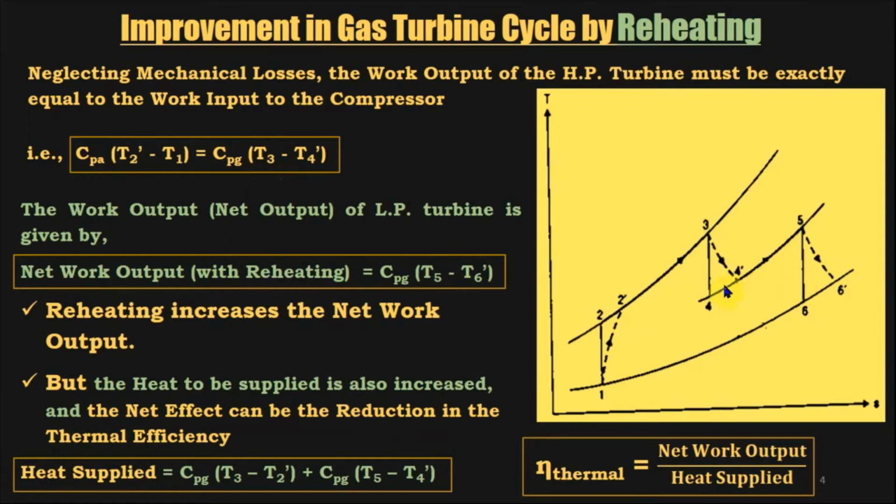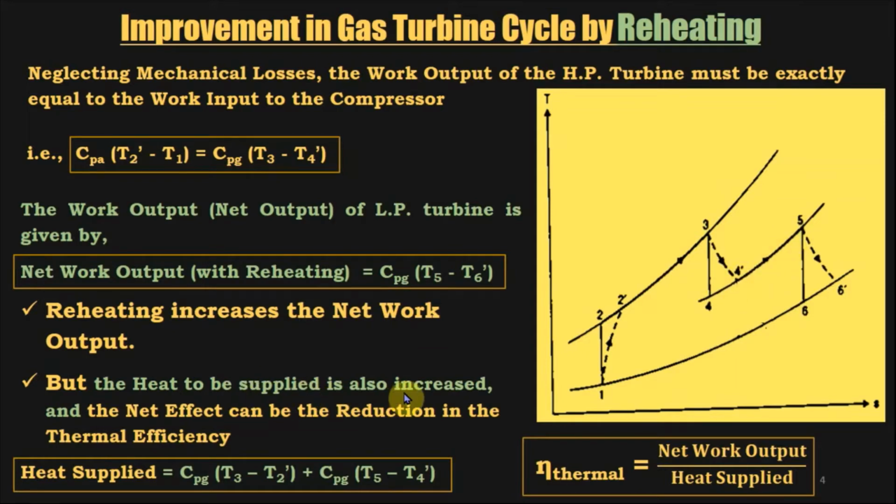In a common case, the net work output will be the sum of the two turbine works minus the work done on the compressor. The reheating process actually increases the net work output. But remember, the heat to be supplied will also increase, because in the reheater we are supplying heat, that is Cp of gas into T5 minus T4 dash. That is the additional heat supplied.